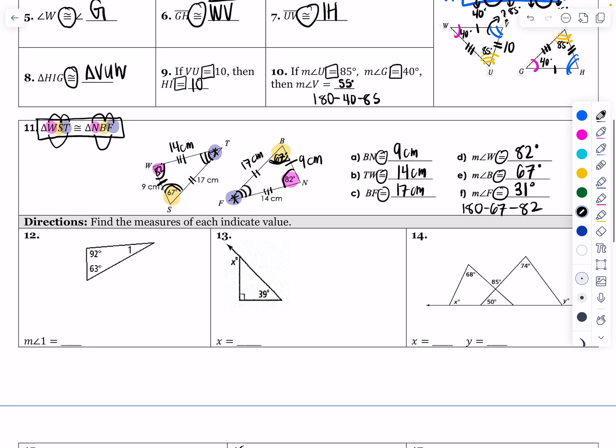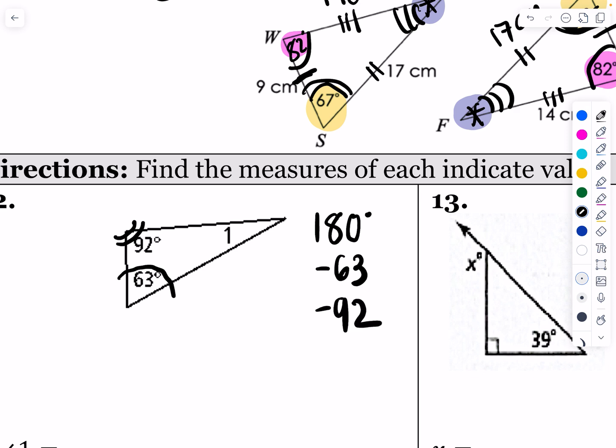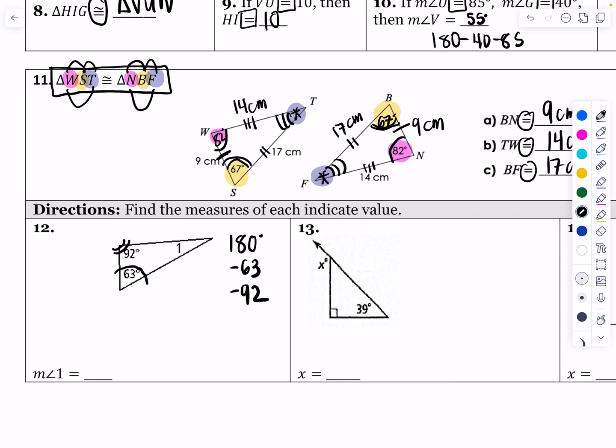All right, I'm going to go ahead and finish this part. Find the measure of the indicated value. So what do I have? The first thing I notice is that this is a triangle. And in this triangle, I have 2 of the 3 angles. So I know those should add up to 180. So if my sum is 180, what can I do quickly? I know that 180 minus the 63, so I rip off that one, minus the 92 should give me what I have left for angle 1.